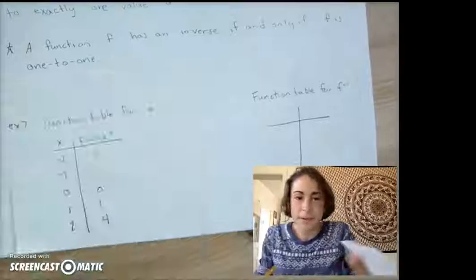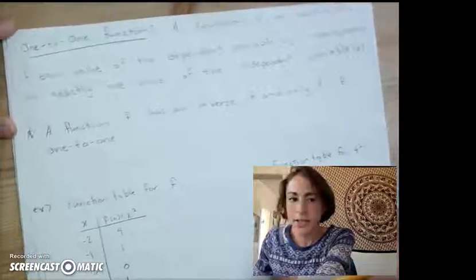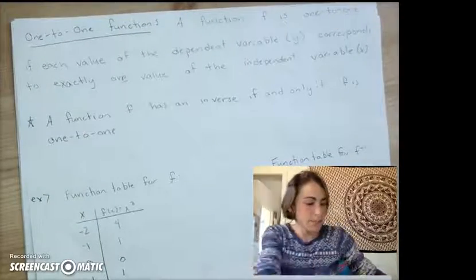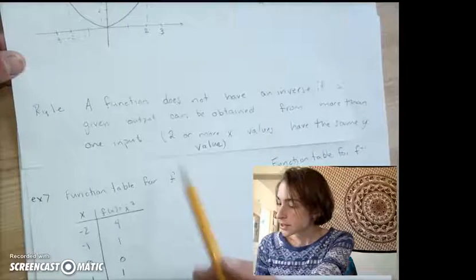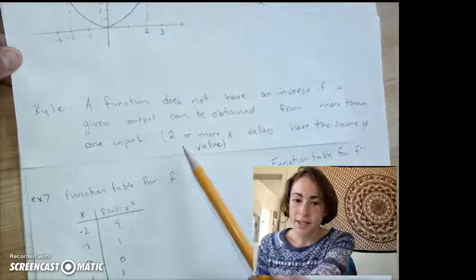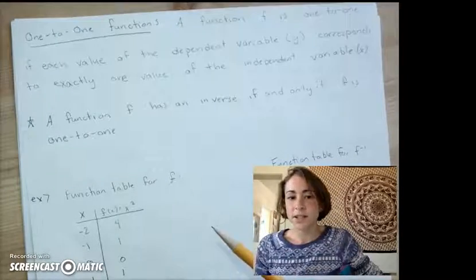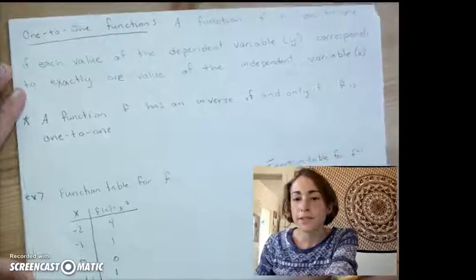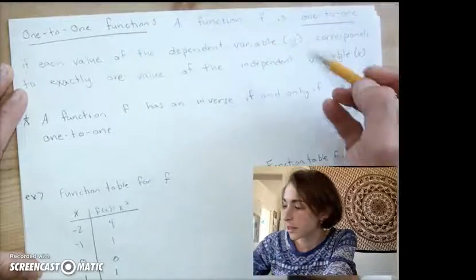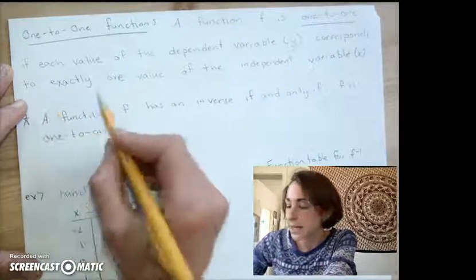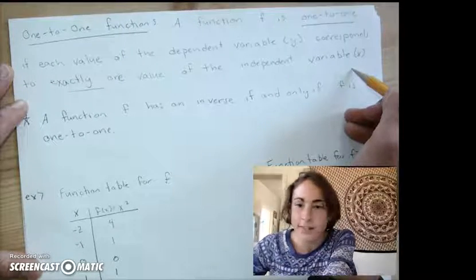Okay, now let's talk about that algebraic characterization that I mentioned earlier. So here's a definition, which is basically just a more formal way to phrase the rule that we wrote down earlier. A function does not have an inverse if 2 or more x values have the same y value. Here's another way of saying that. A function is called one-to-one if each value of the dependent variable y corresponds to exactly one value of the independent variable x. So this is saying the same thing.